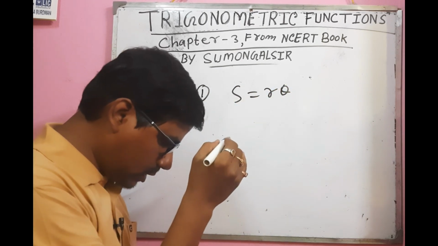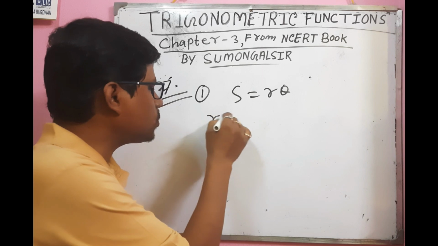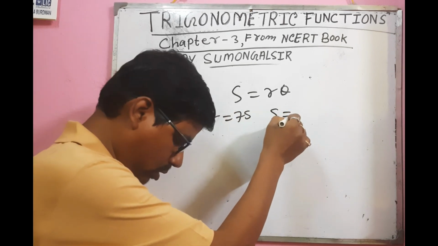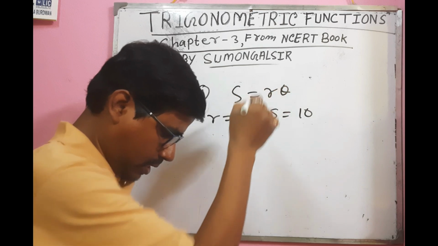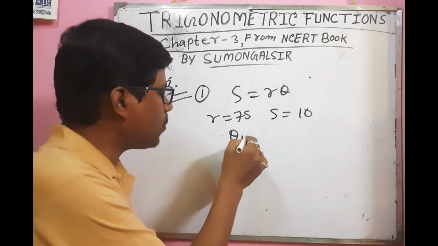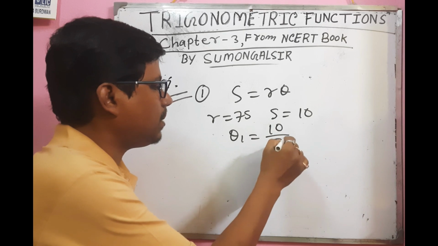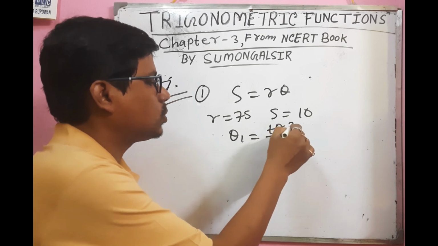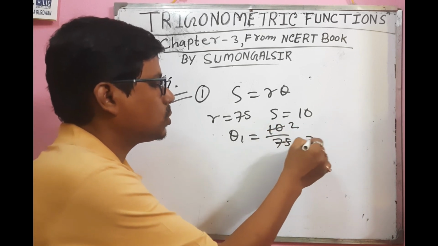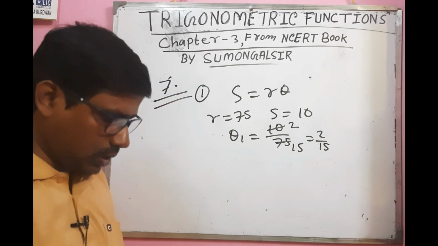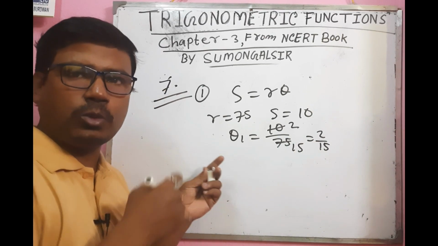For the first, r is equal to 75 and s is equal to 10. Then theta for the first question will be 10 by 75, that is 2 by 15. So 2 by 15 radian for the first question. This is the completion of the first. Now we move to the second.